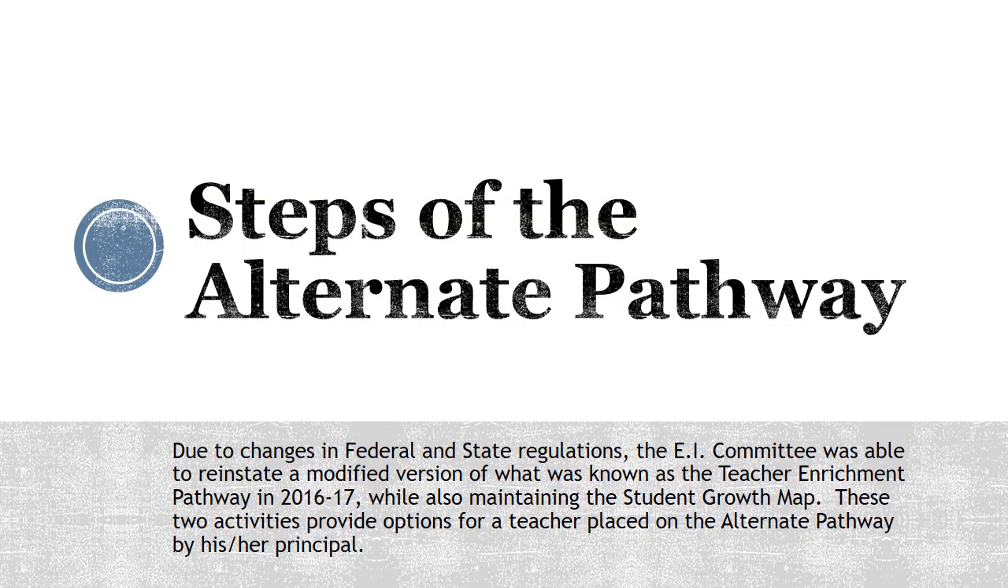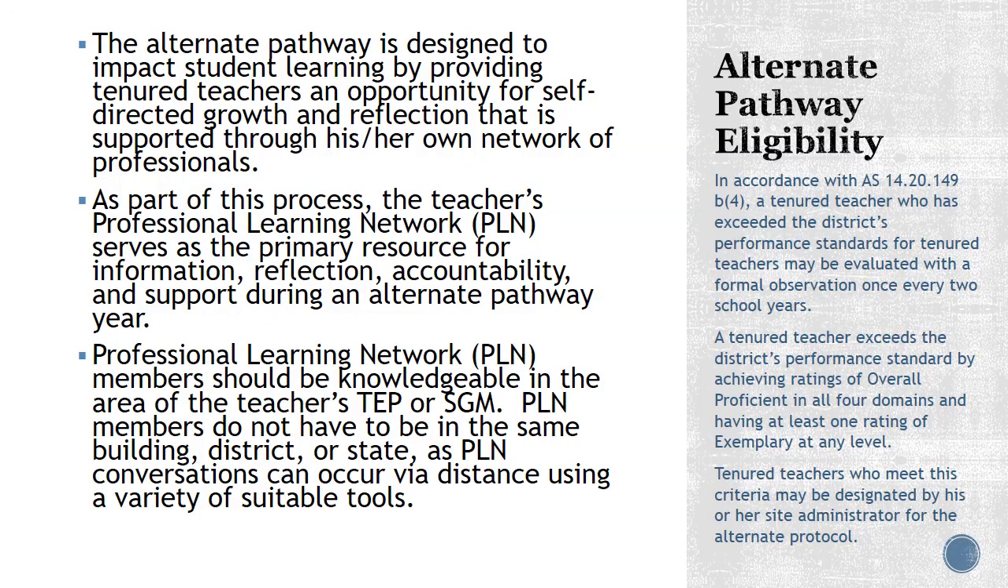Also, it's important to know that the law in Alaska allows a tenured teacher who has, quote, consistently exceeded, unquote, the district's performance expectation, to be formally evaluated every other year, as long as that teacher continues to exceed the performance expectation in years that they're formally evaluated. A principal can place an eligible teacher on an alternate pathway for a year.